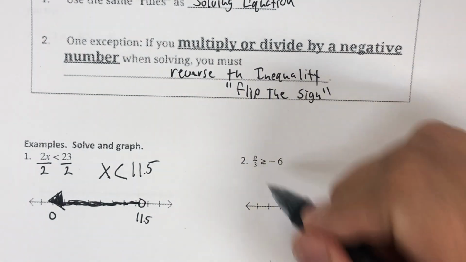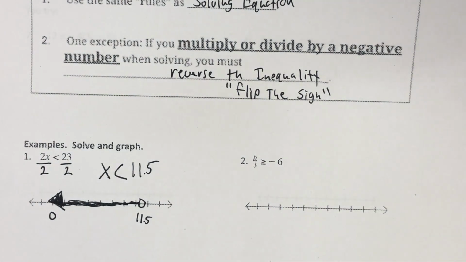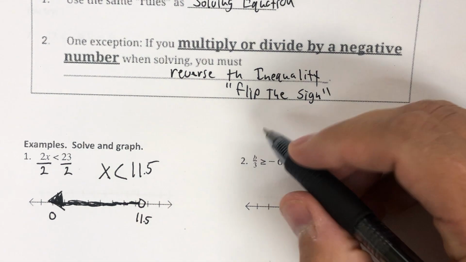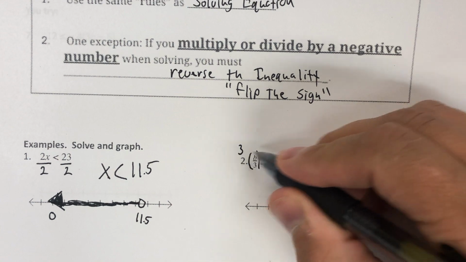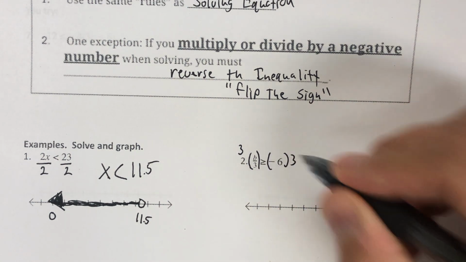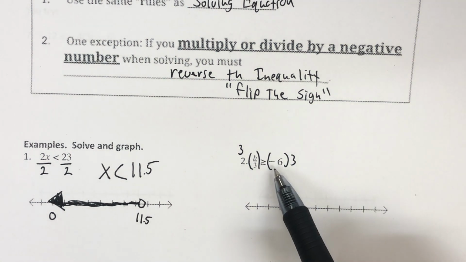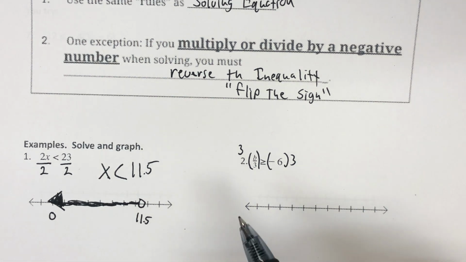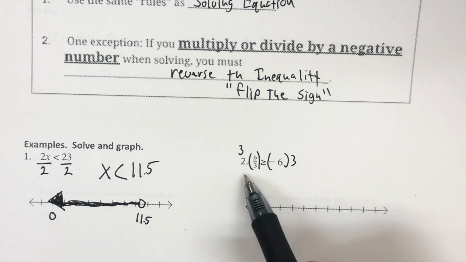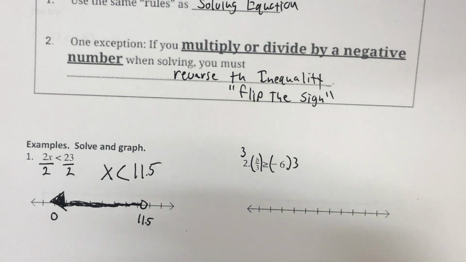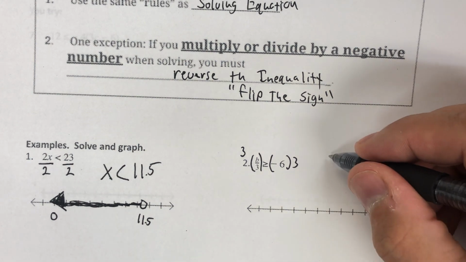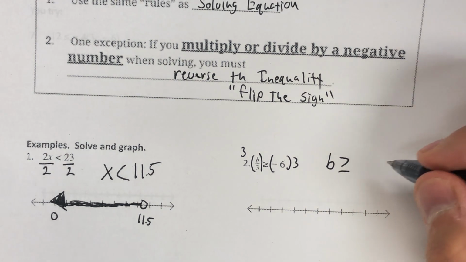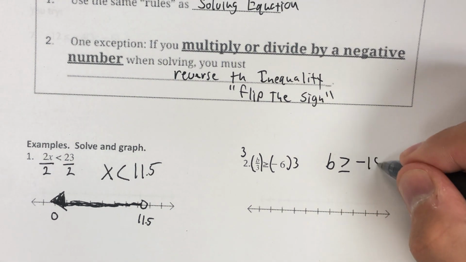Next one. It says b over 3 is greater than or equal to negative 6. This one's a division problem. B is being divided. The opposite of divide is times, so I will times both sides by 3. Now, notice, I am multiplying by a negative, I have a negative 6. However, I am not multiplying both sides by a negative, all right? I multiplied by 3 on both sides. That is a positive, so I do not need to flip the sign. The 3's cancel, and I have b is greater than or equal to negative 6 times 3, which is negative 18.